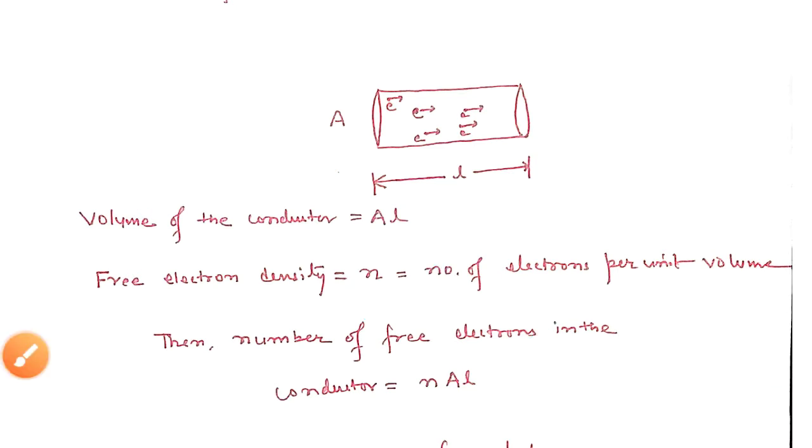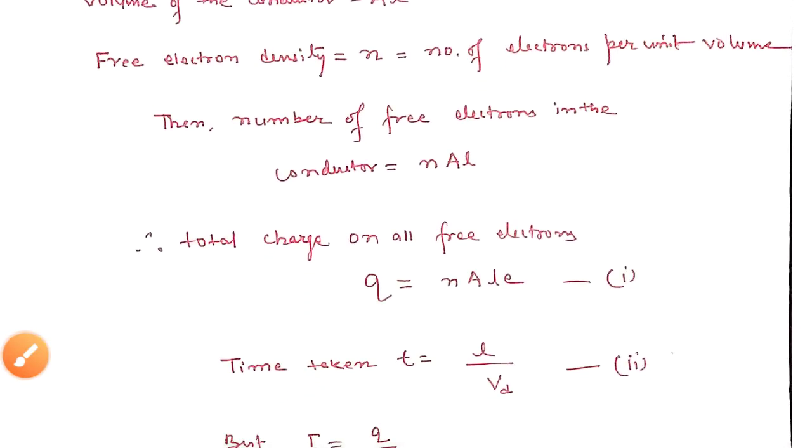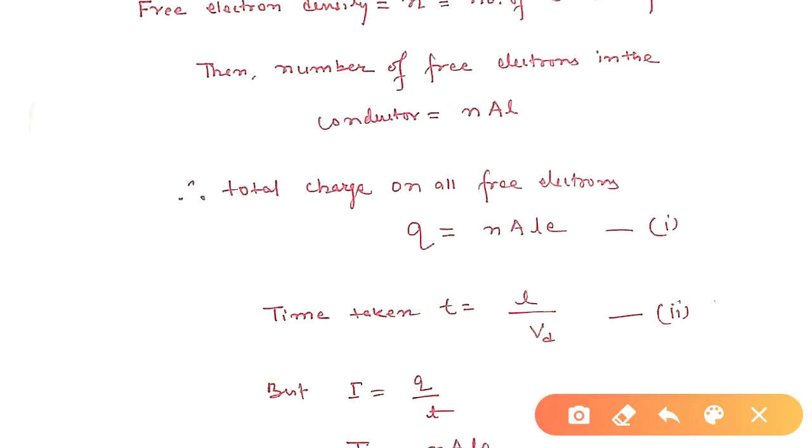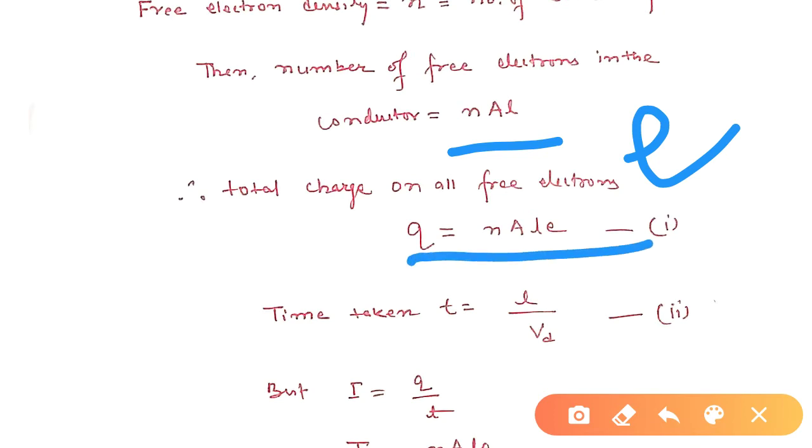Okay. Now what will be the charge of this number of free electrons? To find the charge, we have to multiply the whole expression, nAL, by e, where e is the electronic charge and it has a value of minus 1.6 times 10 to the power minus 19 coulomb. So the total charge is nALe.